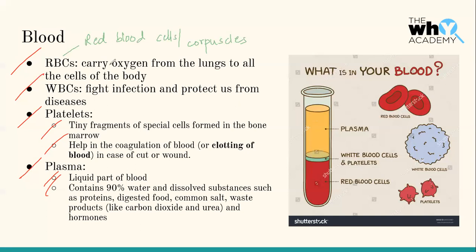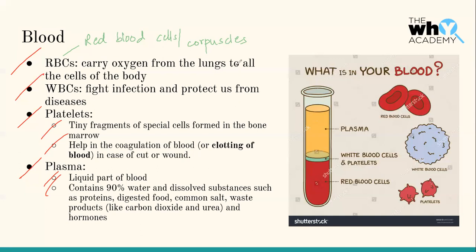RBC, their main function, like I previously said, is to carry oxygen, and they get that red color because of the presence of hemoglobin. Hemoglobin is going to act like a ferry for that oxygen. The oxygen will take a ride on the hemoglobin and pass on to various cells wherever it needs to reach. So RBC's main job is to transport oxygen, and because of the presence of hemoglobin, it gets that red color.